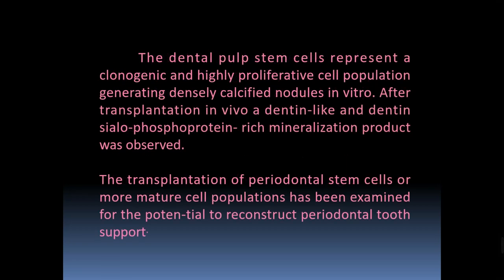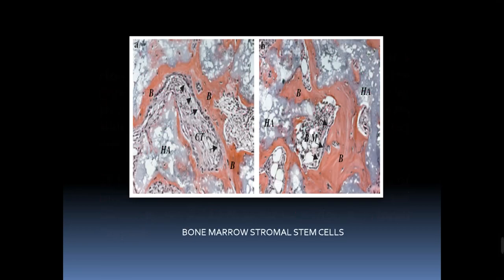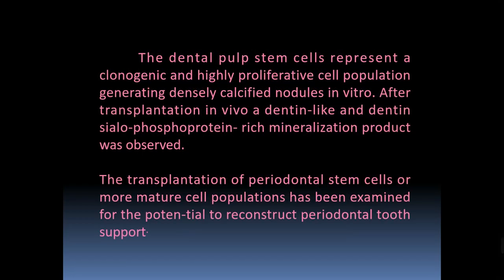Dental pulp stem cells represent a clonogenic and highly proliferative cell population, generating densely calcified nodules in vitro. After transplantation in vivo, a dentine-like and dentine sialophosphoprotein-rich mineralization product was observed. The transplantation of periodontal stem cells or more mature cell populations has been examined for the potential to reconstruct periodontal tooth support. So that's the end of the lecture today.